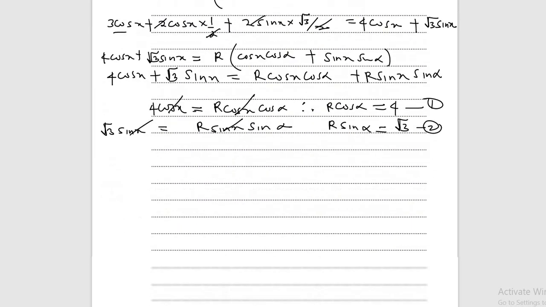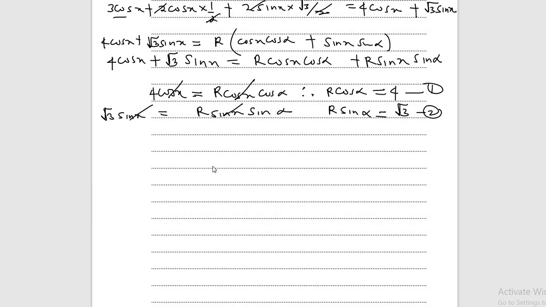But the question asks us to find r and alpha. For me, I can get alpha first. To get alpha, I can divide. Let me divide equation 2 by 1 so I can get something of tan. Equation 2 is r sin alpha. Equation 1 is r cos alpha. Equation 2 is equal to root 3 here. Equation 1 is equal to 4. R cancels out. Sin alpha over cos alpha, that's tan alpha, equals root 3 over 4.